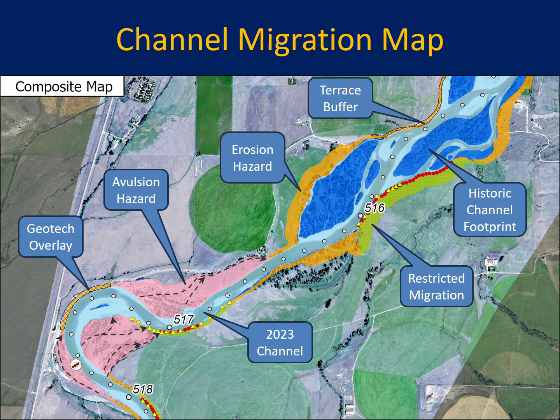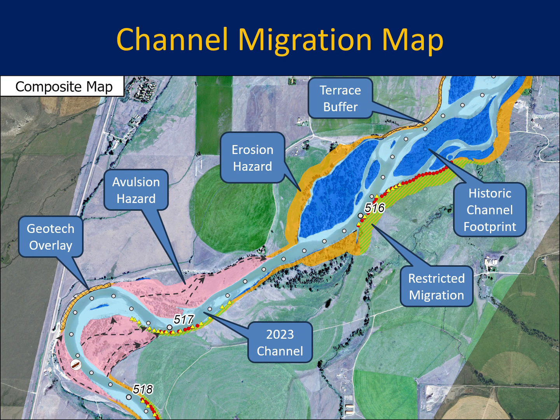A restricted migration zone was mapped behind armored bankline features like rock riprap and levees. So those yellow triangles and red dots here, and the restricted migration area behind that. And this is indicating that these areas, while restricted, are still prone to erosion, as we saw in those bank armor failure examples that were shown in part 1 of this video series.